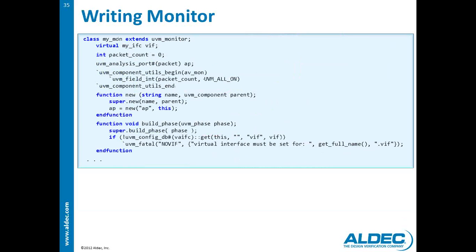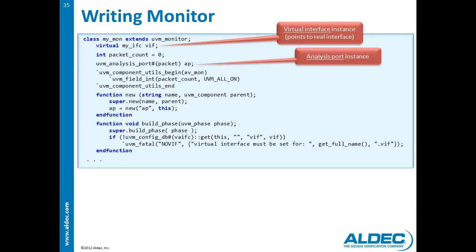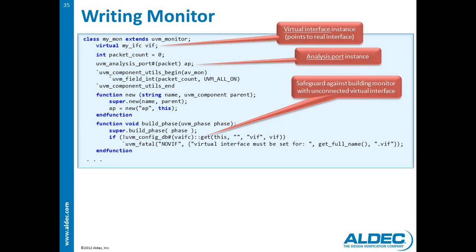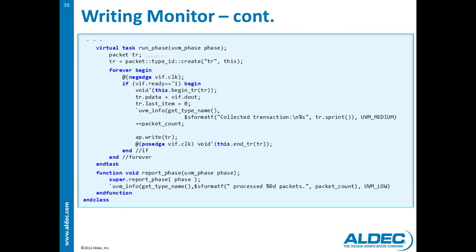Next important part is the monitor. As you see, it extends UVM monitor. Again, it needs a virtual interface, and it also needs an analysis port, because sooner or later some scoreboard will be connected to it. It also needs the same safeguard again against unconnected virtual interfaces that we have seen in the driver. So that's a relatively simple part.